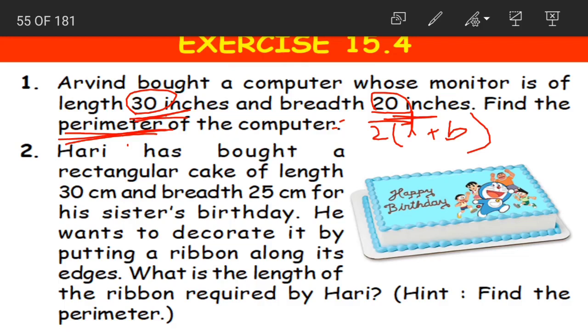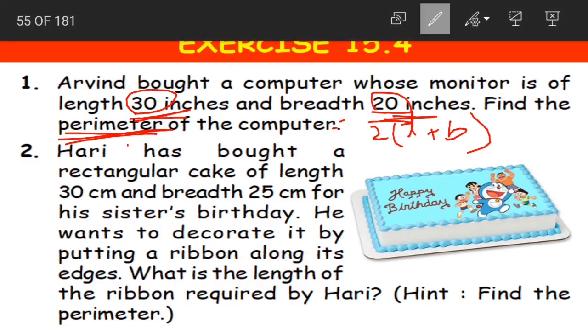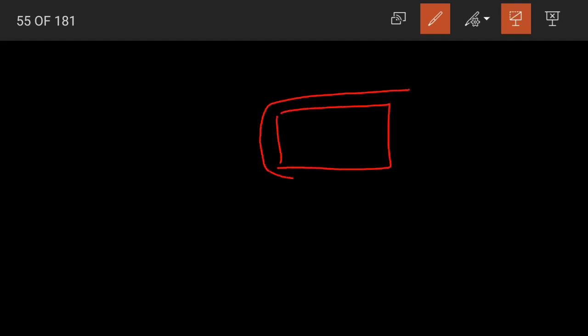Coming to question 2. Hari has bought a rectangular cake of length 30 centimeters and breadth 25 centimeters. He wants to decorate it by putting a ribbon along its edges. What is the length of the ribbon required by Hari? Read the question carefully, children. Hari has bought a rectangular cake, and suppose this is the cake, he wants to put ribbon across the cake. So how much length of ribbon will he need?